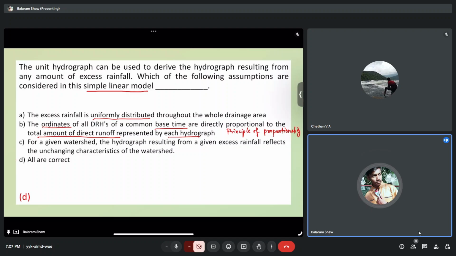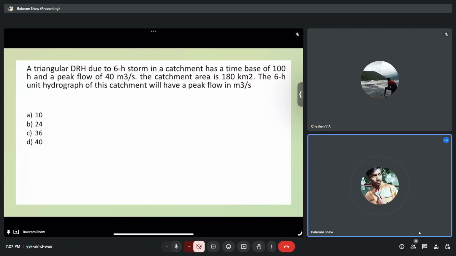Okay. So the next question is, a triangular direct runoff hydrograph due to a 6-hour storm in a catchment has a time base of 100 hours, and a peak flow of 40 meter cube per second. The catchment area is 180 kilometers square. The 6-hour unit hydrograph of this catchment will have a peak flow in meter cube per second. So you need to find out the peak flow for a 6-hour unit hydrograph. Just try once. I'll give 2-3 minutes for this. If you guys are getting the answer, let me know.